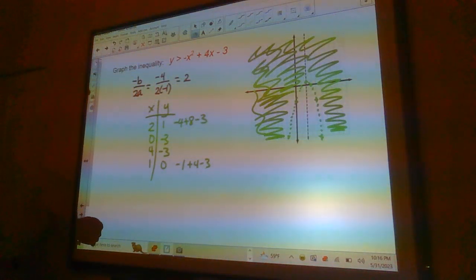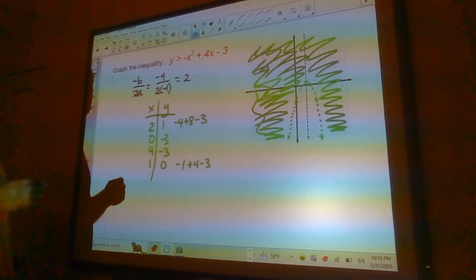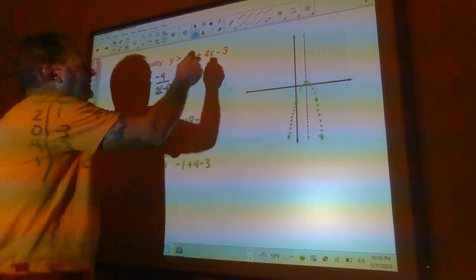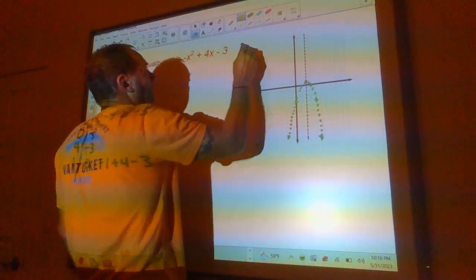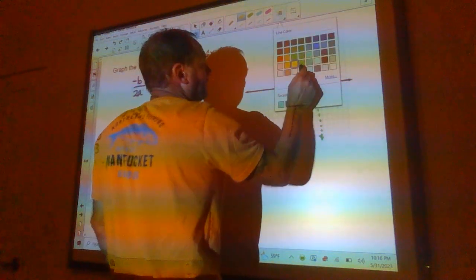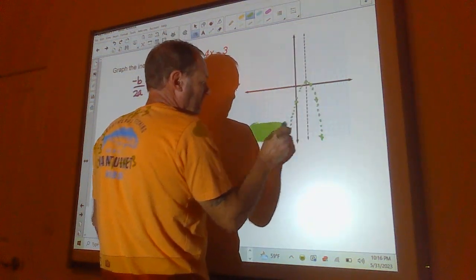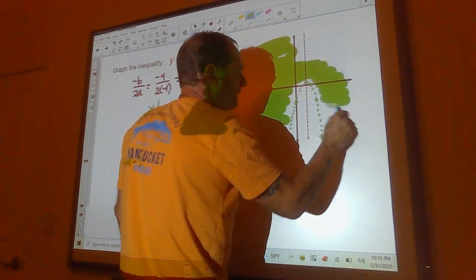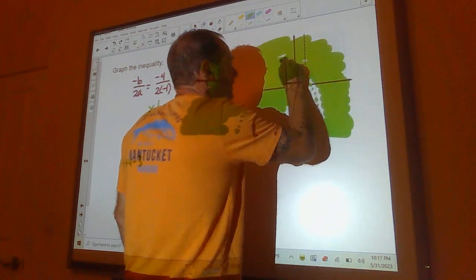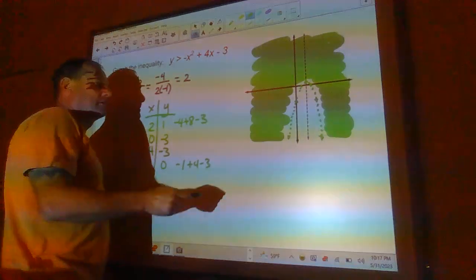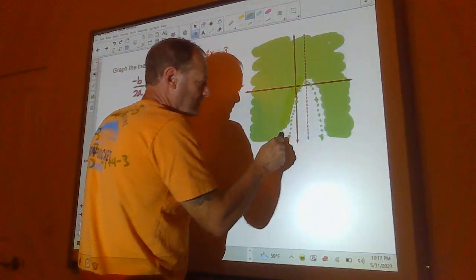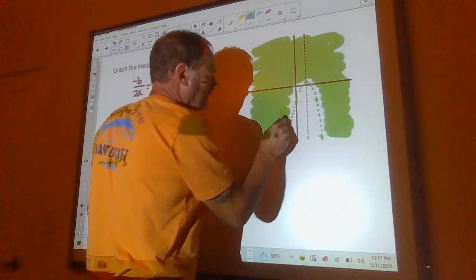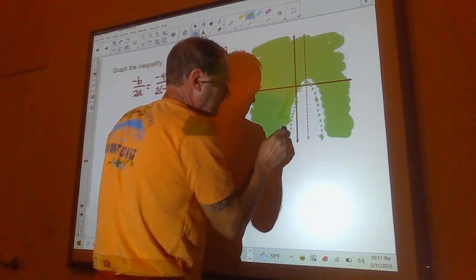Okay. That's a horrible looking graph. Let's do the highlighter pen, huh? And we'll just shade like this. That looks a little better. Oh, that's terrible. There we go.